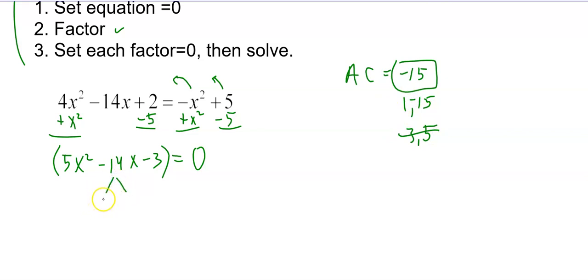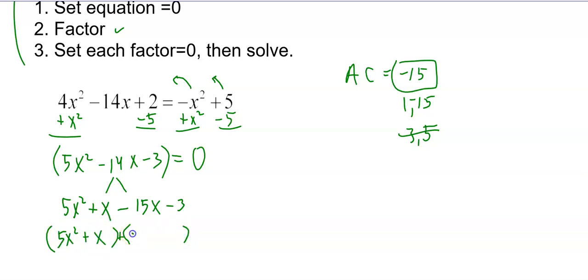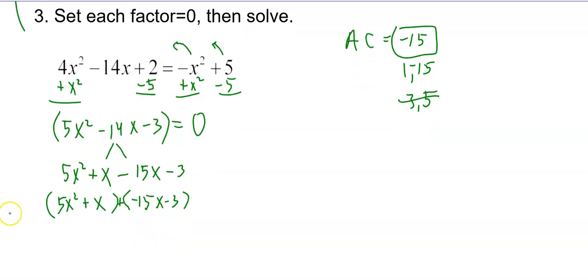So this would be 1x minus 15x. That's the middle term. The other two terms just kind of come down. Okay, I'm going to group the first two terms, factor by grouping with the plus sign. Sorry, there's a plus sign in the middle. So we get 5x squared plus x and -15x minus 3. Didn't change the sign of anything.